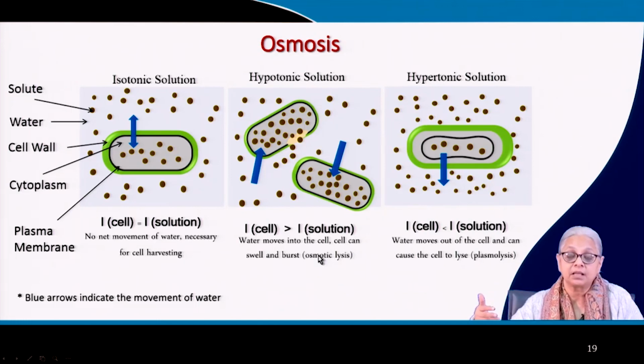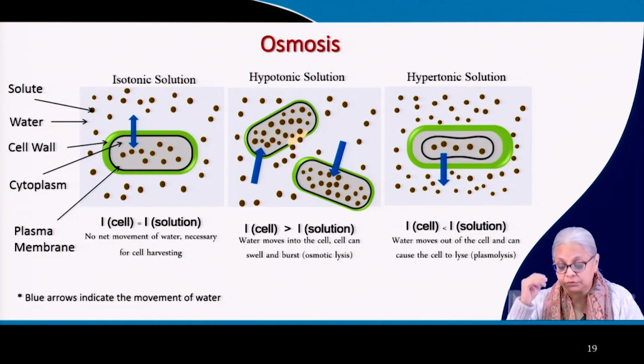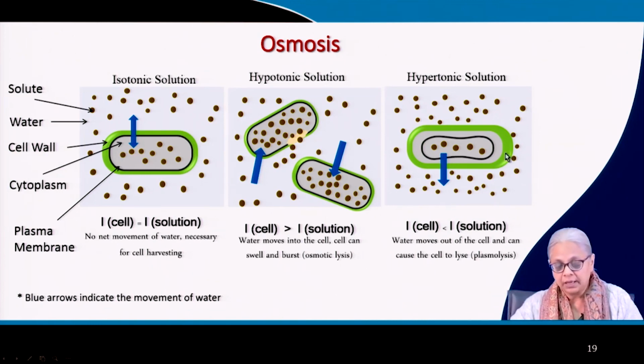So when we are doing cell harvesting, when we are doing cell cultures, we have to make sure that we have this situation and not the other two. So this is called a hypotonic solution. Then you can have a hypertonic solution where the ionic strength of the solution is greater than the ionic strength of the cell. In this case, water inside the cell will move out and it will cause the cell to lyse, and that's called plasmolysis.